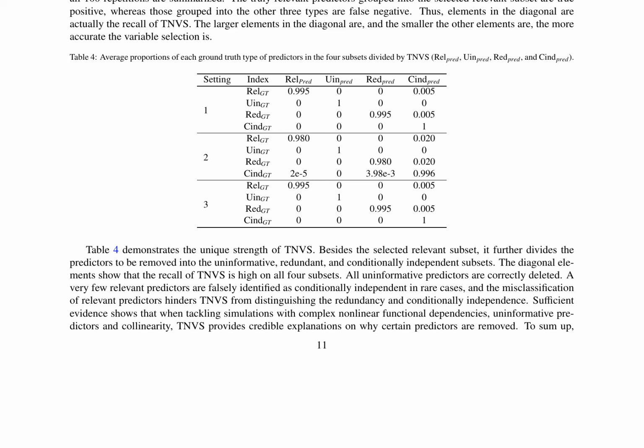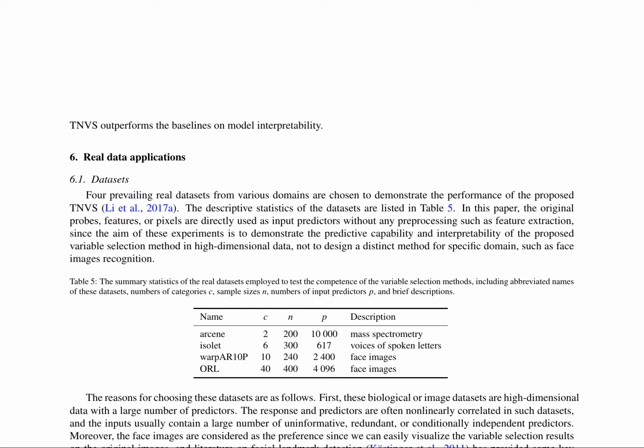The results suggest that TNVS is an effective method for variable selection, capable of handling complex data structures and providing insights into the relationships between predictors. The TNVS method demonstrates superior model interpretability performance compared to baselines.